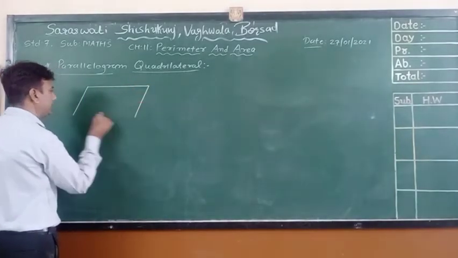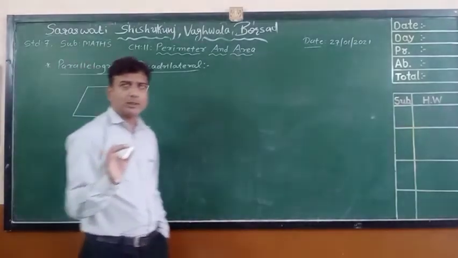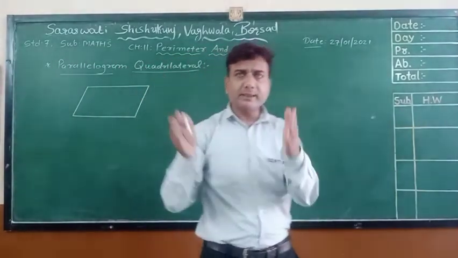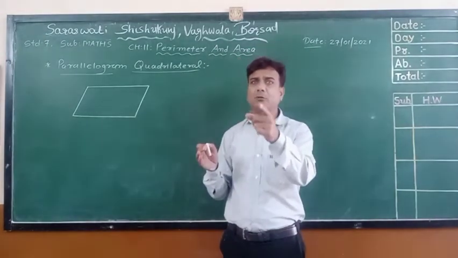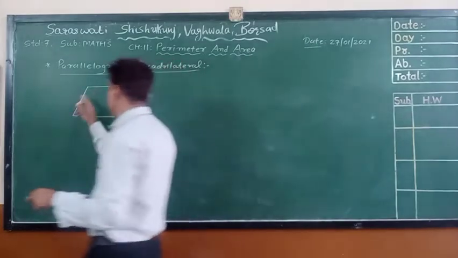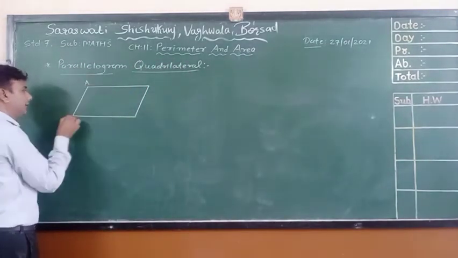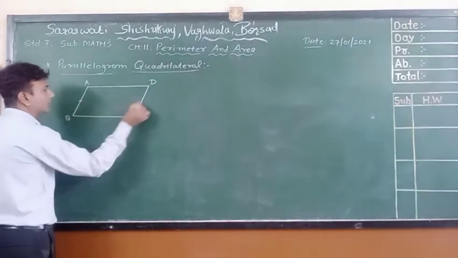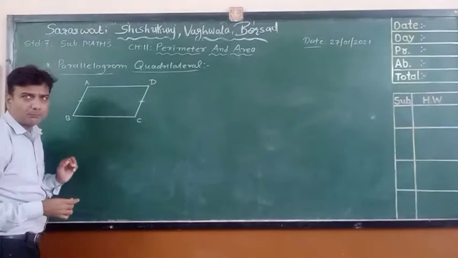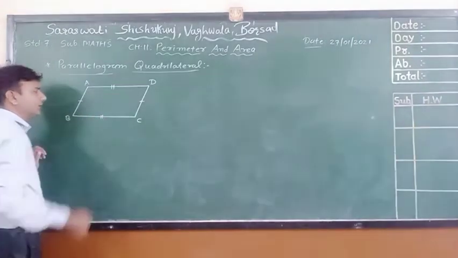And the main things of a parallelogram quadrilateral: in a parallelogram quadrilateral, opposite sides are equal and parallel to each other. So in this parallelogram quadrilateral, we can observe A, B, C, D. These both are opposite sides. Opposite sides are equal and parallel to each other. These both are opposite sides. These both opposite sides are equal.